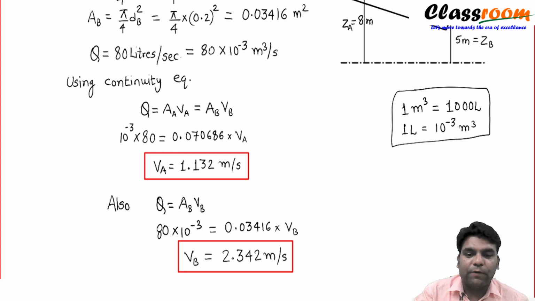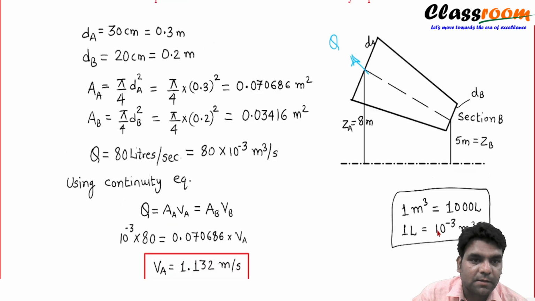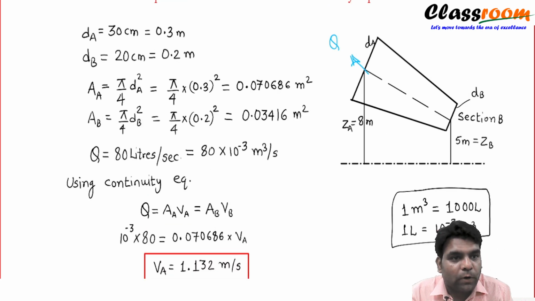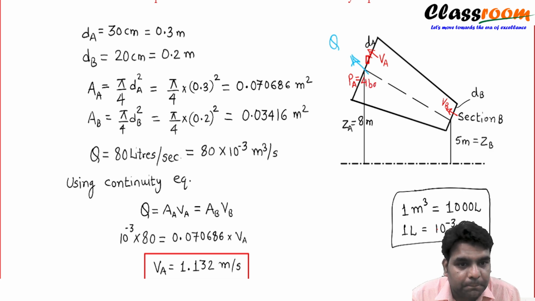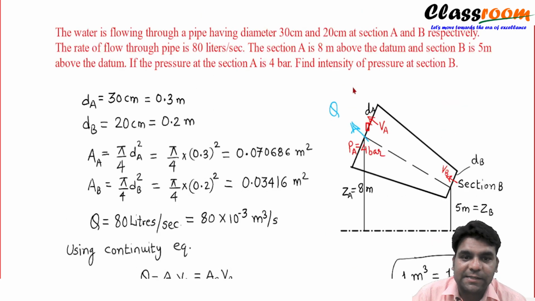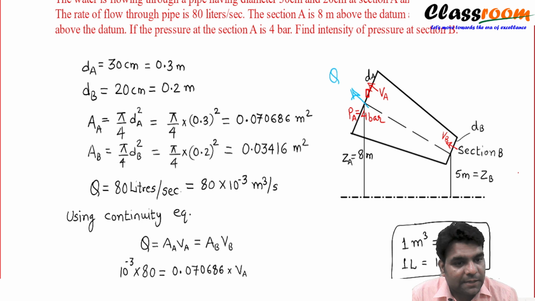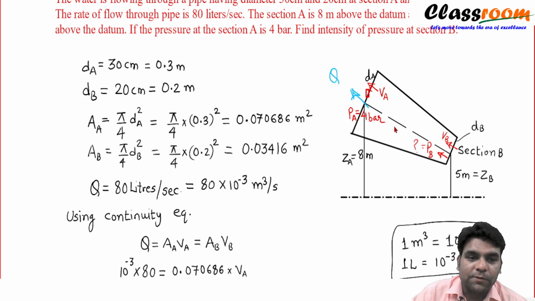Now, as the velocities are calculated at both sections A and B, we know the velocity at this section. At this section, the velocity is VA as calculated, and the velocity at section B is also calculated. Now the pressure at section A is given as 4 bar, you can see here. And the intensity of pressure at section B we have to determine. PB we have to determine, the goal of this solution.